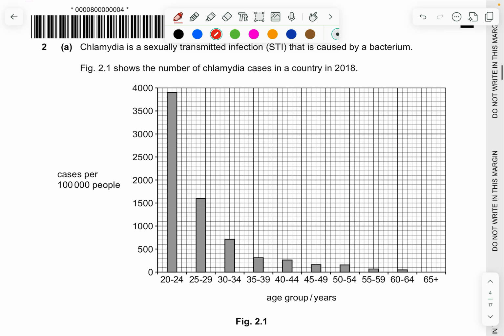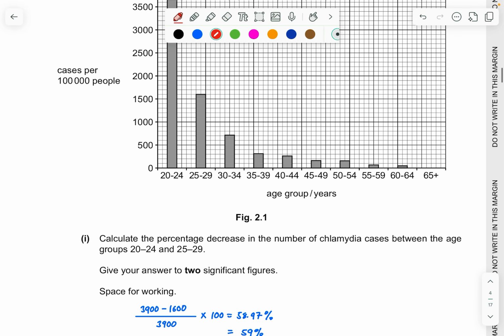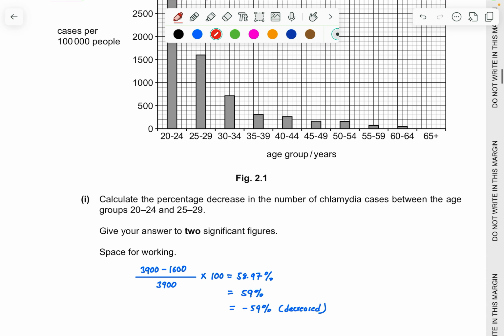Okay. Next question. Question 2A: chlamydia is a sexually transmitted infection that is caused by a bacterium. Figure 2.1 shows the number of chlamydia cases in the country in 2018. They have given you this graph, so you just have to look briefly. Calculate the percentage decrease in the number of chlamydia cases between the age groups 20 to 24 and 25 to 29, and give your answer to two significant figures.